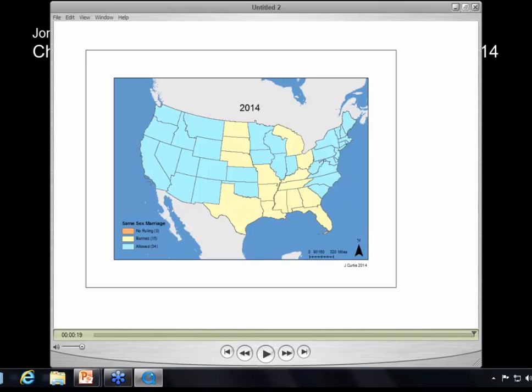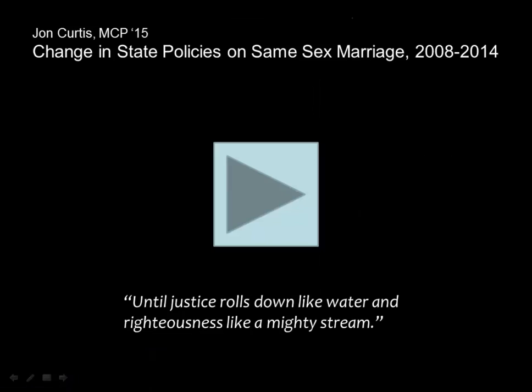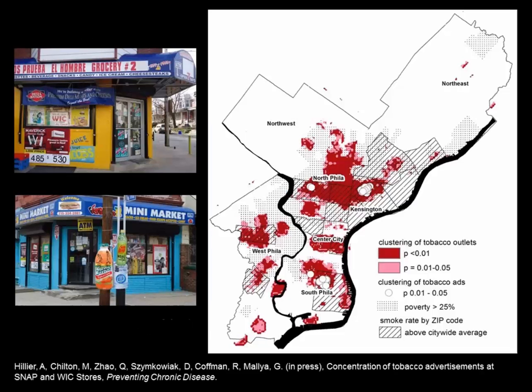So I said, I think we could think about this maybe as a civil rights quote: until justice rolls down like water and righteousness like a mighty stream, this idea of change, if it starts to build momentum, then it could be like a mighty stream. I'm just going to show you two last quick maps, one of mine and one by someone who I really idolize. Philadelphia's got a pretty significant problem with tobacco advertising and sugary beverage advertising.